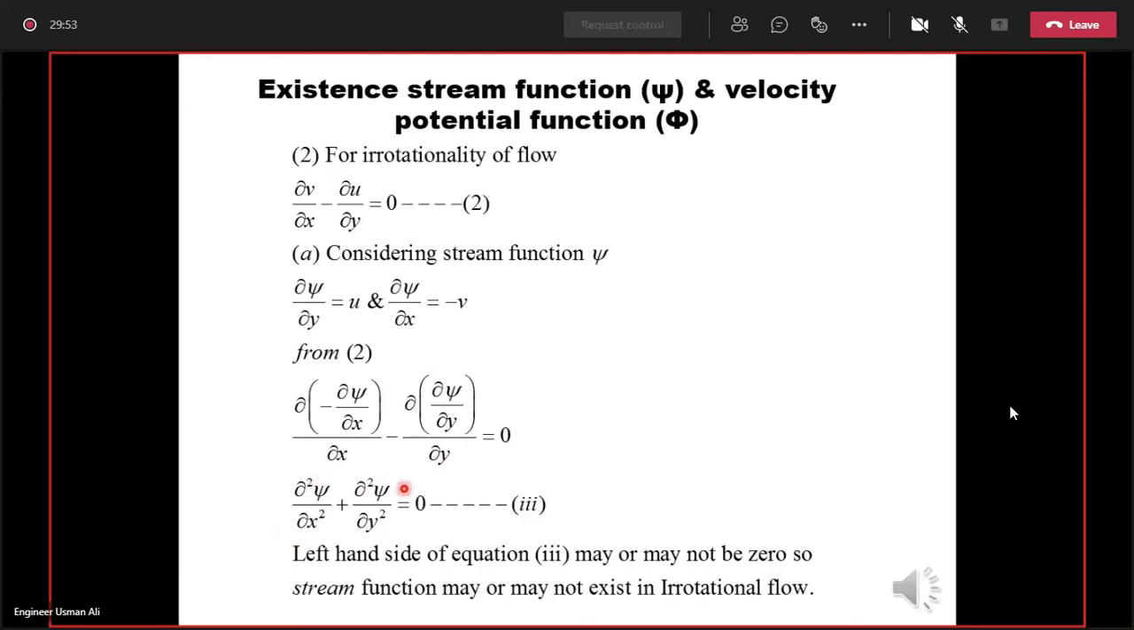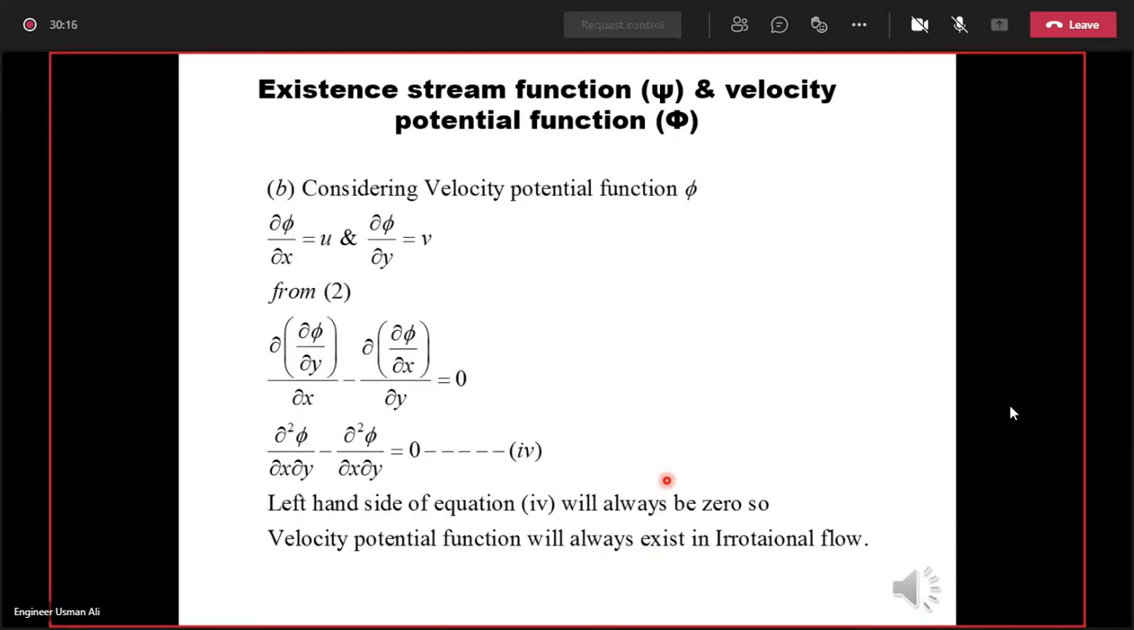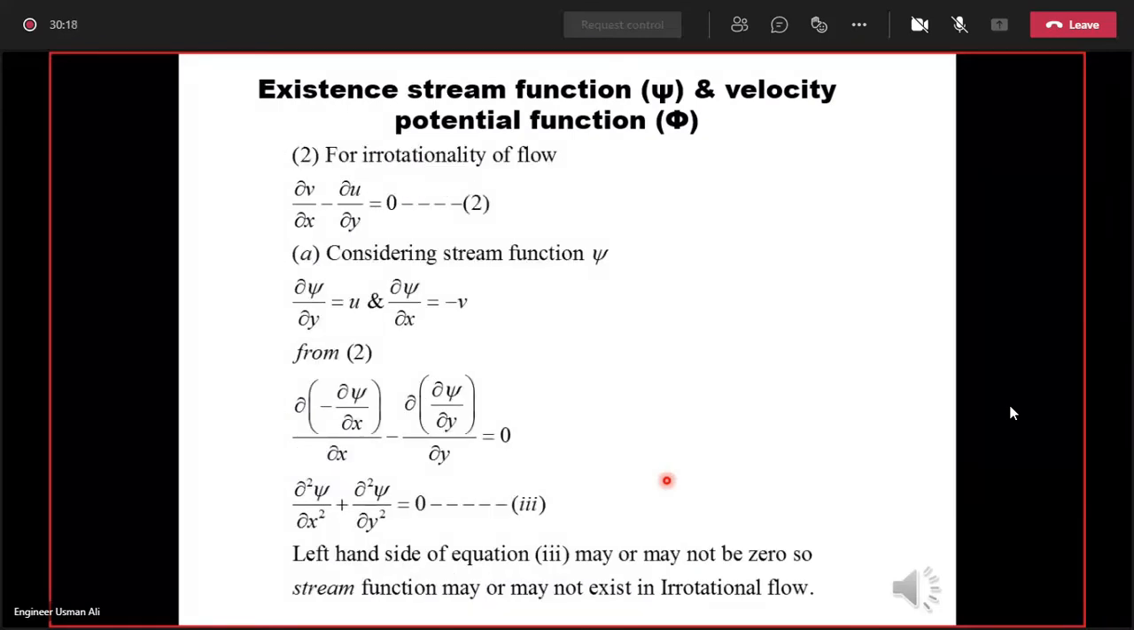So the left hand side of equation number 3 may or may not be 0. As you can see, these two are not necessarily equal, they may be equal, or the term may even come out opposite. So the left hand side of equation number 3 may or may not be 0. So it means that the stream function may or may not exist in irrotational flow. So the stream function will definitely exist in continuous flow, but in irrotational flow, the stream function may or may not exist.